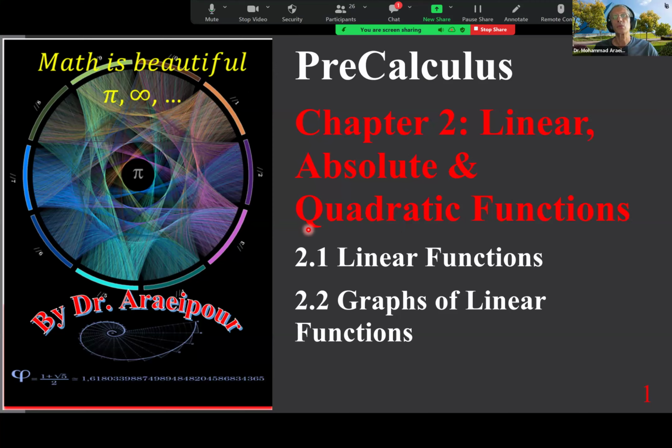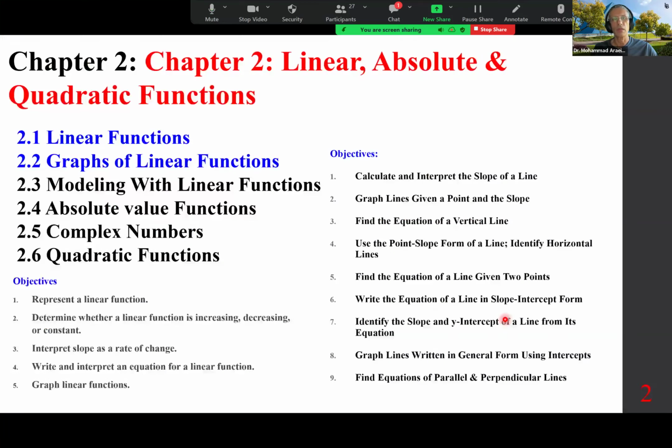Good morning, class. We are looking at chapter 2, linear, absolute, and quadratic functions. We are covering 2.1 linear functions, 2.2 graphs of linear functions. And so in this chapter, we cover linear functions, graphs of linear functions, modeling with linear functions, absolute value functions, complex numbers, quadratic functions.